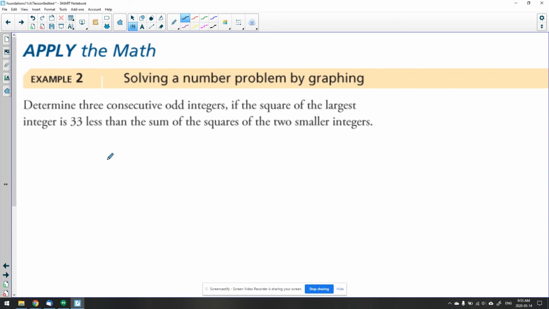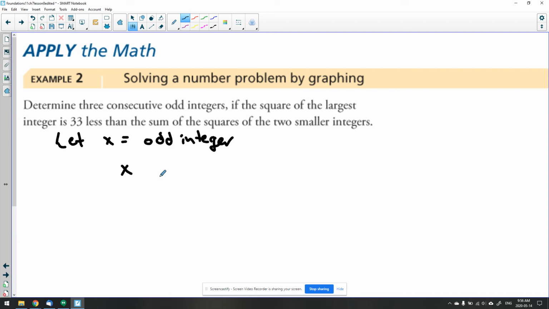Anyways, determine three consecutive odd integers if the square of the largest integer is 33 less than the sum of the squares of the two smaller integers. All right, let's start with three consecutive odd integers. Let x equal odd integer.